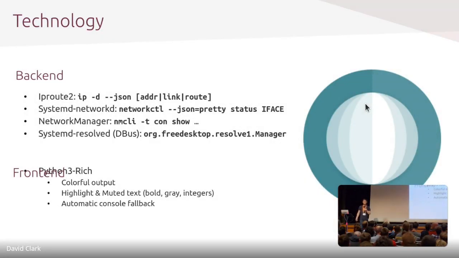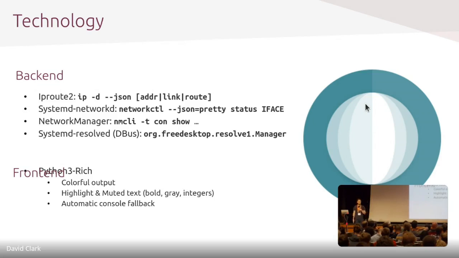So how does it work? In the backend, we're using iproute2, which is pretty close to the netlink layer, but it provides a nice way to consume the JSON output for some basic data like IP addresses, link layer information, or routing data. We also query Netplan's supported backend renderers, which are systemd-networkd and NetworkManager, to query some more high-level information like Wi-Fi SSIDs. And we query systemd-resolved through its D-Bus API to query the system-wide DNS configuration.